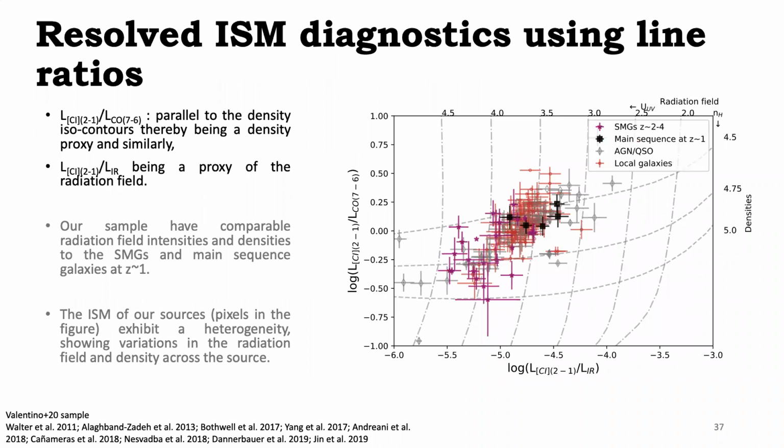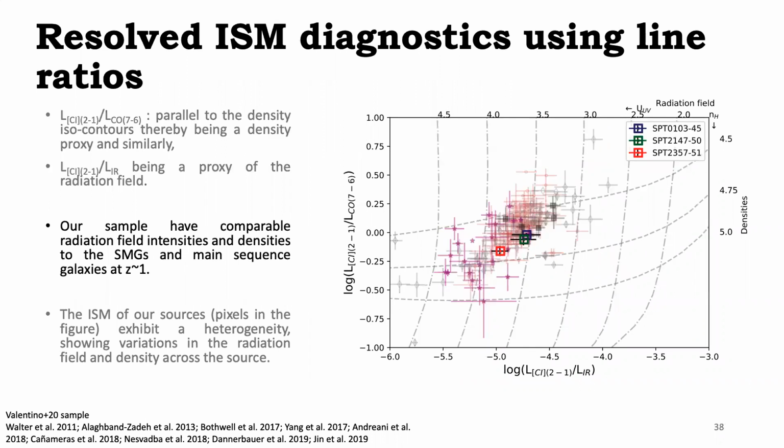So we continue to do the ratio analysis in our image plane itself. Now, firstly, this is very similar to the plot that I showed earlier, and this is the Valentino 2020 comparison sample. So when we place our three high resolution galaxies, we see the global properties are quite similar to the SMGs. That is, they have a very similar density and radiation field. But since we have high resolution observations, we can study the variation of the radiation field and density across the ISM of these sources.